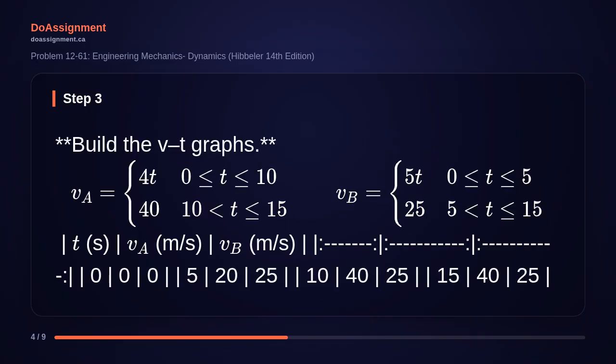The velocity time graph for Car A rises linearly from 0 to 40 meters per second over 10 seconds, then stays flat at 40. Car B rises linearly from 0 to 25 meters per second over 5 seconds, then stays flat at 25. Notice that Car B reaches its top speed earlier, but that speed is lower than Car A's final speed.